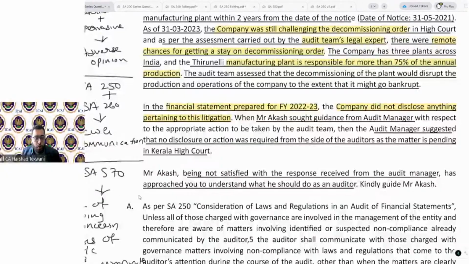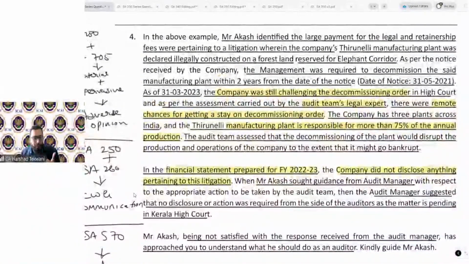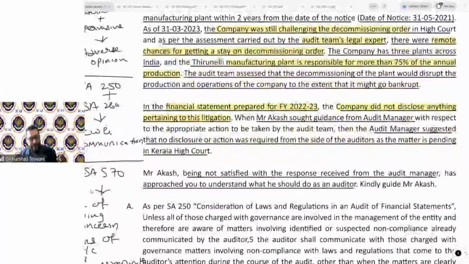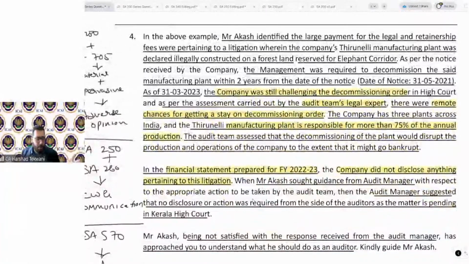I hope I'm clear. So not only SA 250 is important here, but SA 705, because of which opinion you will issue, SA 260, because you need to communicate with those charged with governance, plus SA 570, because the use of going concern basis of accounting is inappropriate. So there are 1, 2, 3, 4 SAs which are very important and coming into play together.